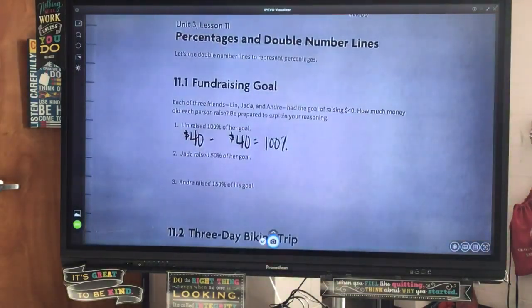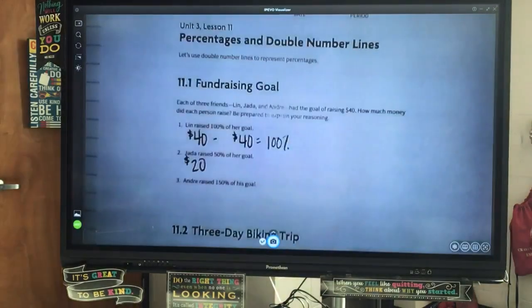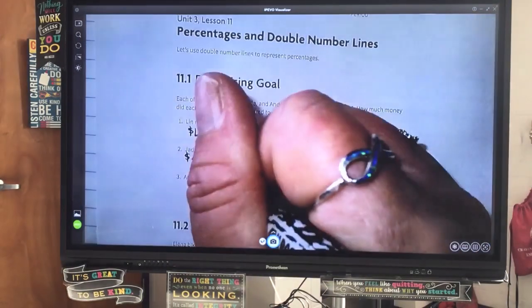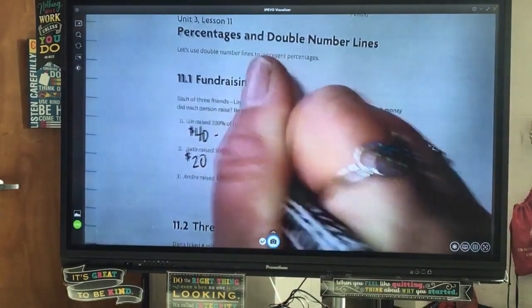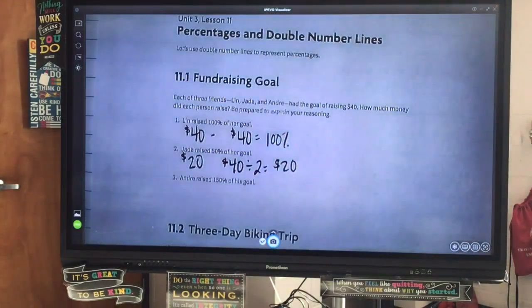All right, what about Jada? Jada raised 50% of her goal. So what do we do here? Ronnie? $20. And how did you get that? Since it was 50%, I just took the 40 and divided it by 2. Okay, so $40 divided by 2 gives me $20. And why did you divide it by 2? Because it was half of the 100. Right, because it's half of 100.